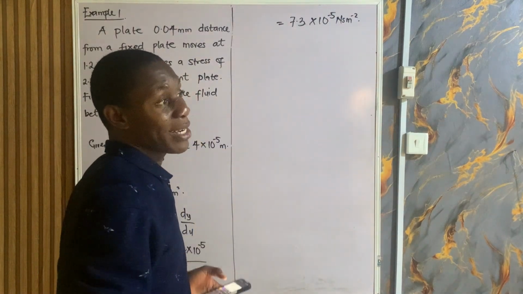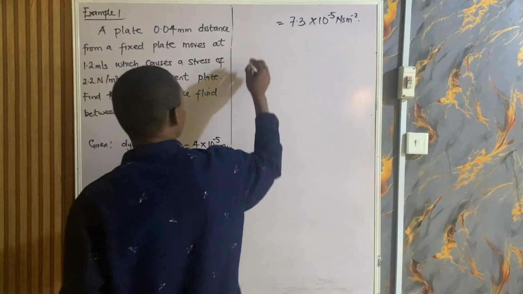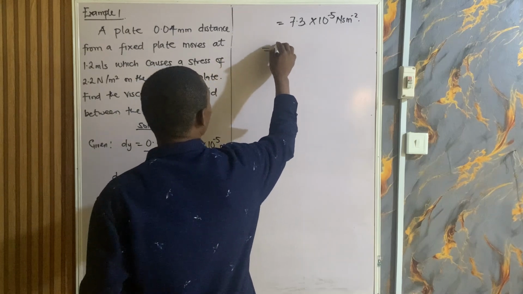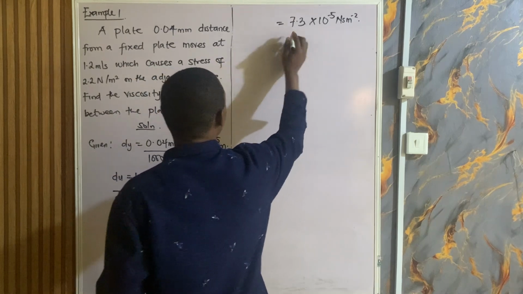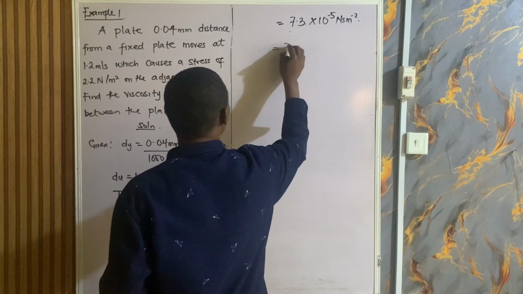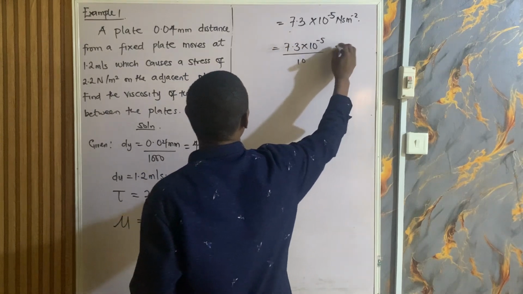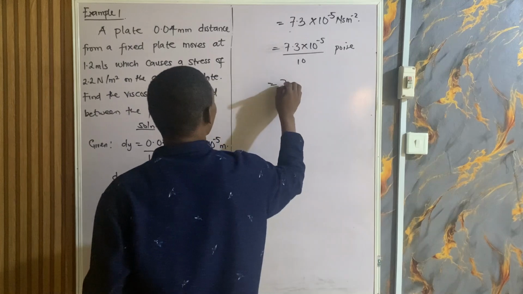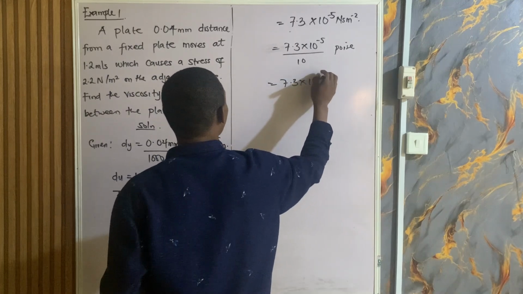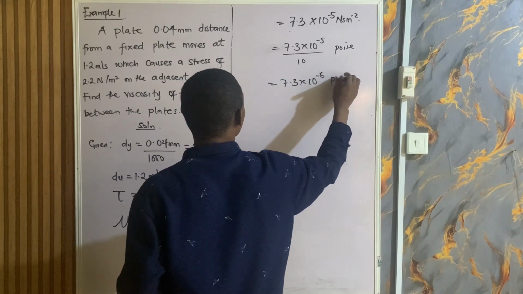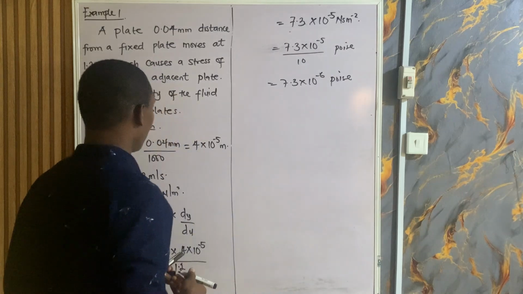Okay, we can choose to convert this to poise. So this will be equal to, that's just divided by 10. So that's 7.3 times 10 raised to power minus 5 over 10. It will now be in poise. And that will be 7.3 times 10 raised to power minus 6 poise. So that's that for this question.